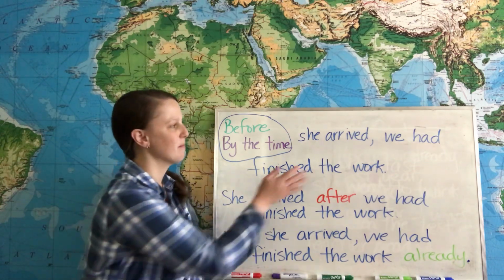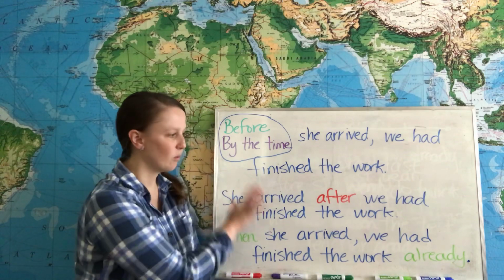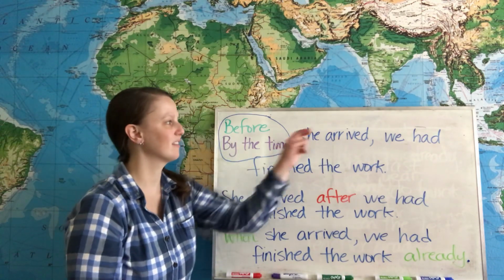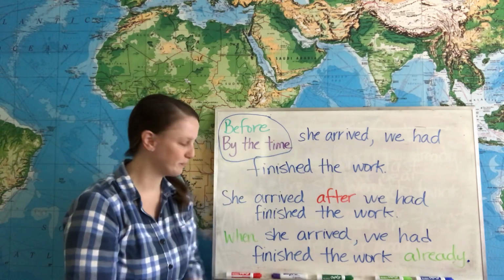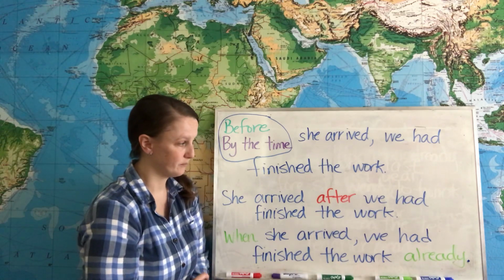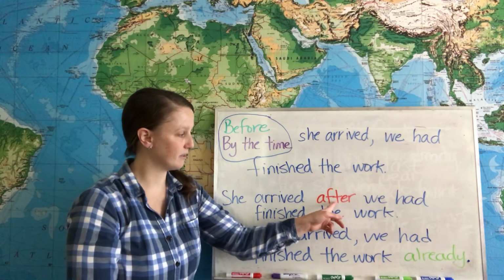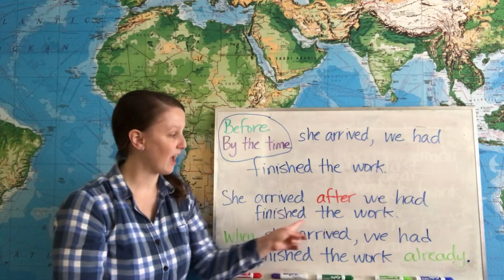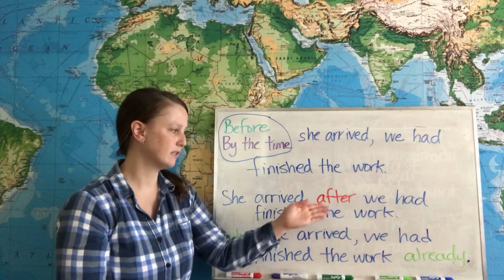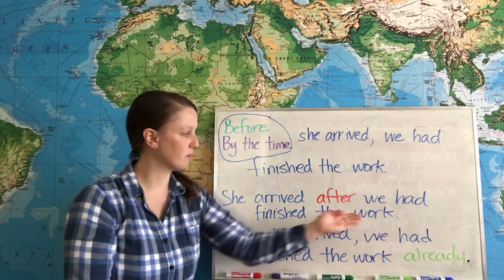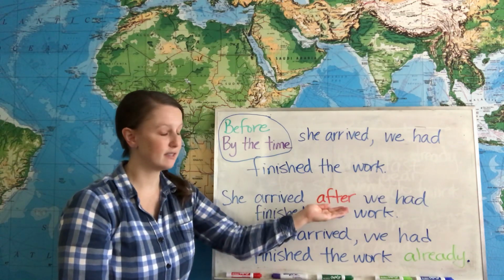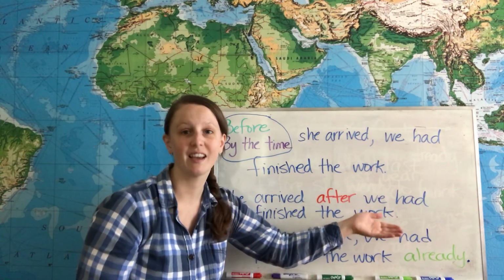We're going to use the same sentence examples with all of these, and we always have the first action, finish the work, the second action, arrived. She arrived after we had finished the work. You can see we put after together with action 1. We can also switch the clauses here. We could say after we had finished the work, comma, she arrived. This after always stays together with that past perfect action 1.